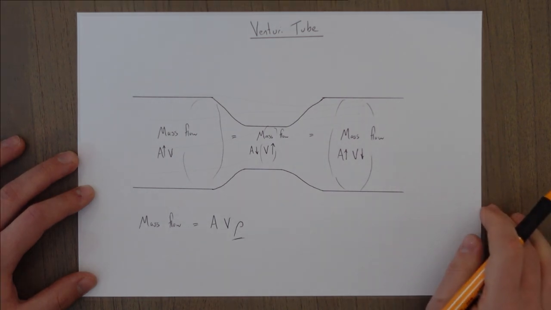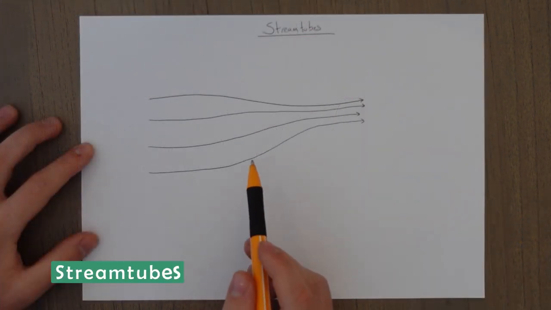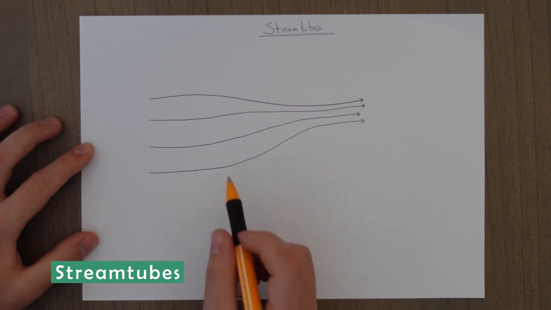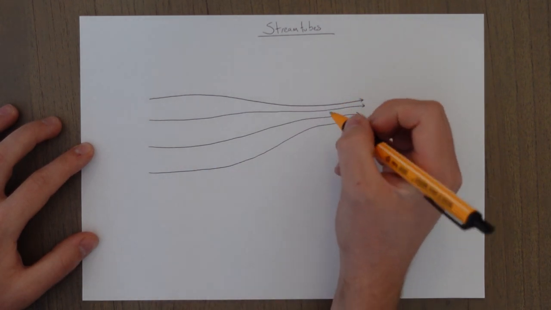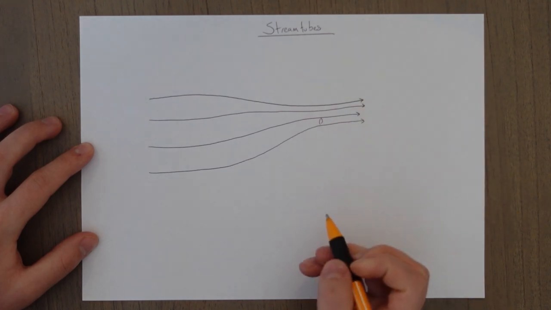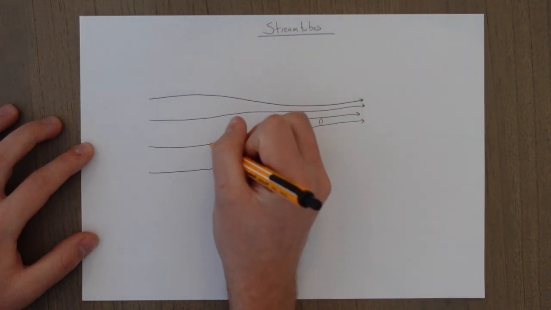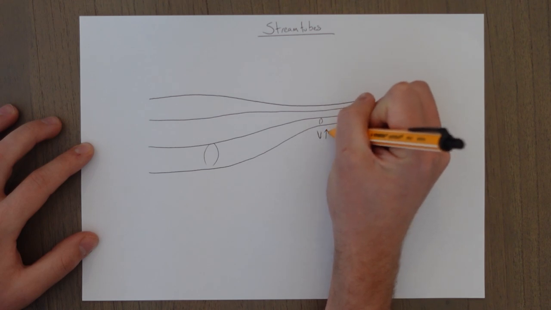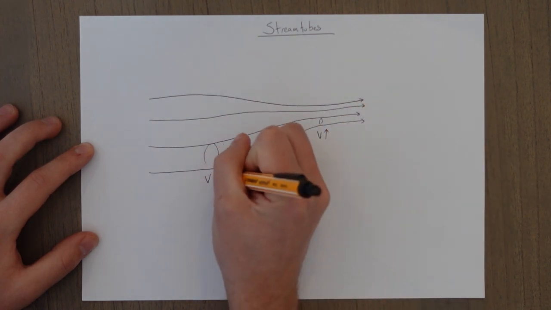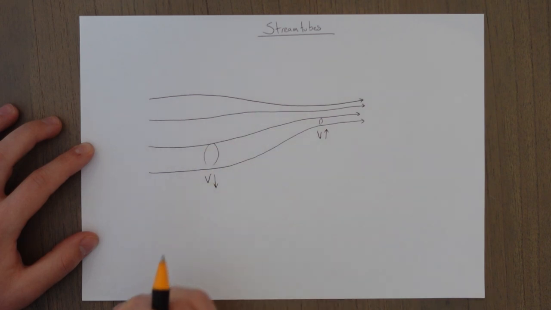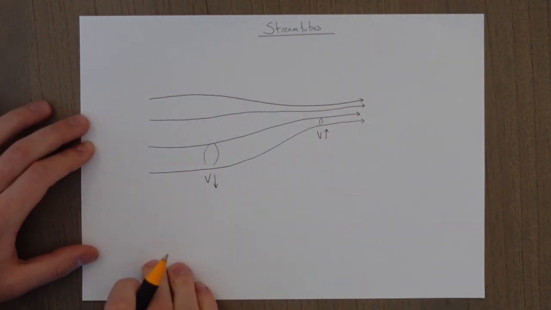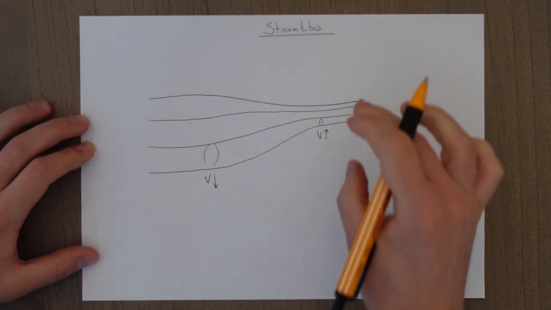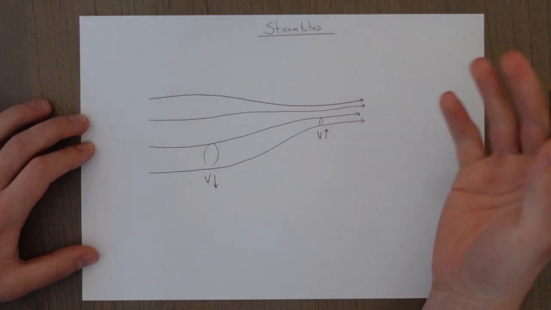If you represent the Venturi tube with streamlines, the thinner parts of these stream tubes are equivalent to those thinner parts of Venturi tubes, and they have a higher velocity than the areas with the lines far apart. This is why close together lines on a diagram indicate faster flowing air.